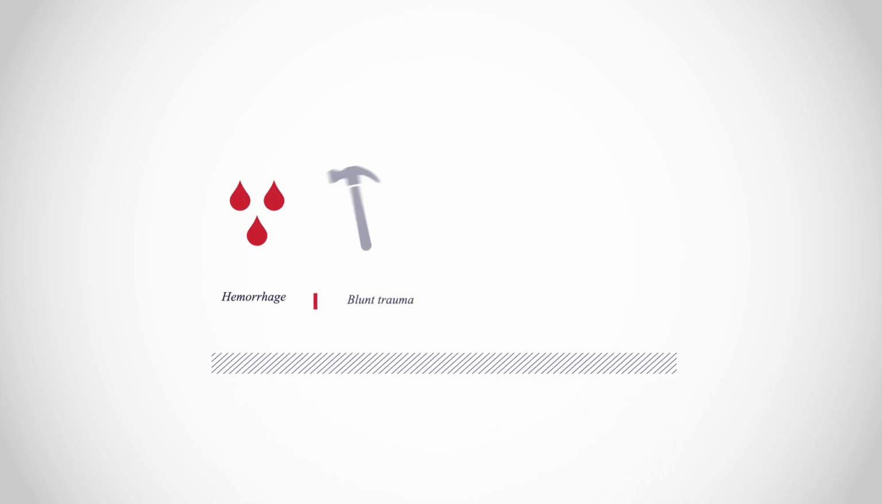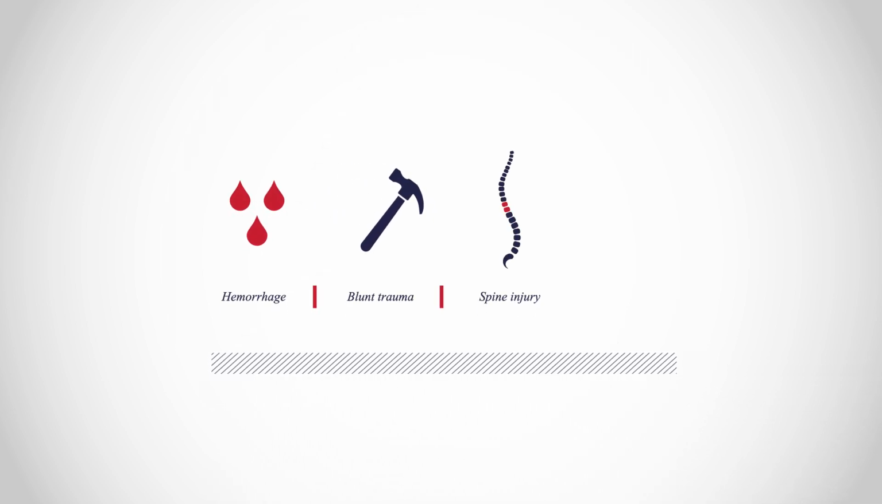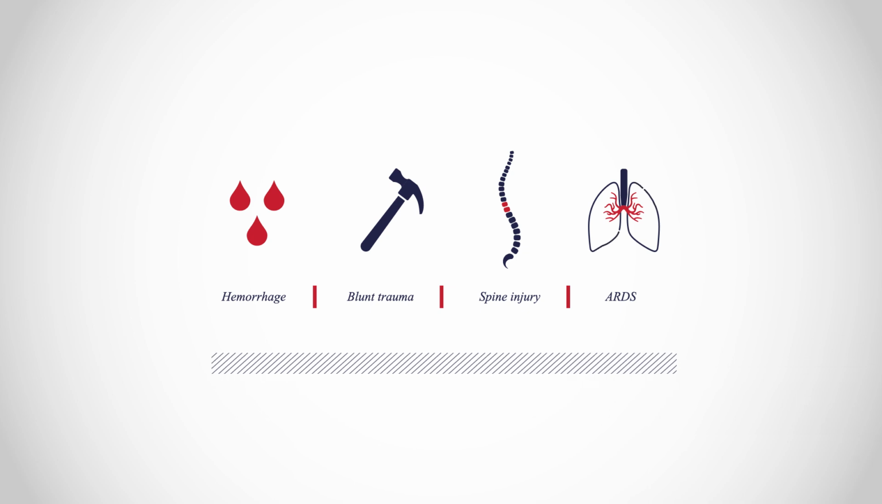Traumatic brain injury is a leading cause of death and disability in the U.S. Patients with TBI often have other injuries and pathologies, such as hemorrhage, blunt trauma, spine injury, and ARDS that make management difficult. To manage TBI, we'll start with assessing and stabilizing the patient.